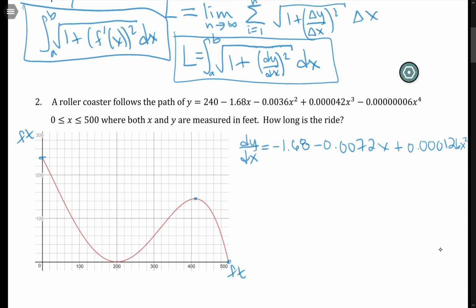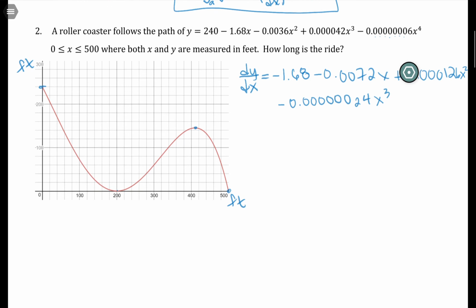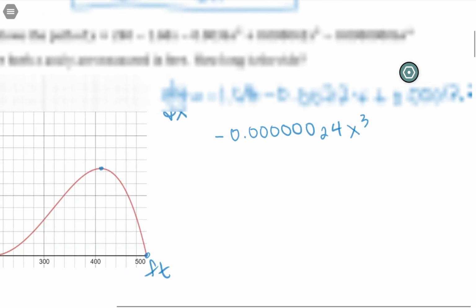126x squared. And then 6 times 4 is 24. We had 7 zeros, so now we're only going to have 6. So it's going to be minus 0.000024 x cubed. So this is my derivative. Right now I'm sort of kicking myself for making this one so long to write down. Here, let's zoom in.